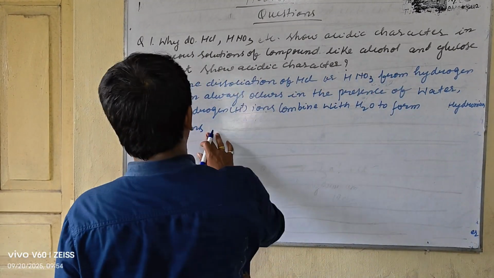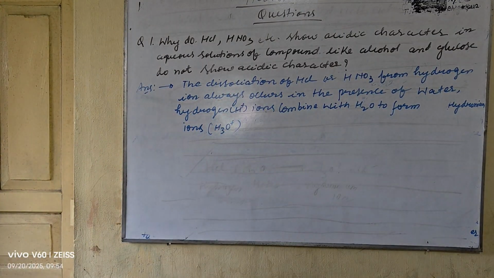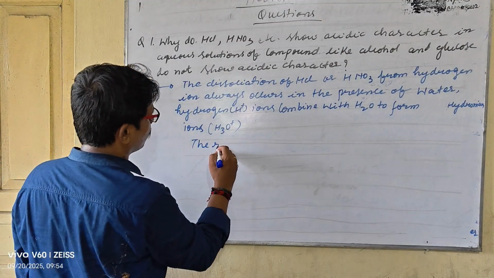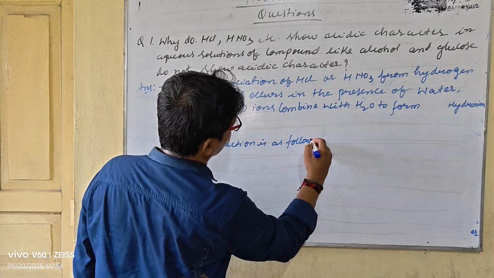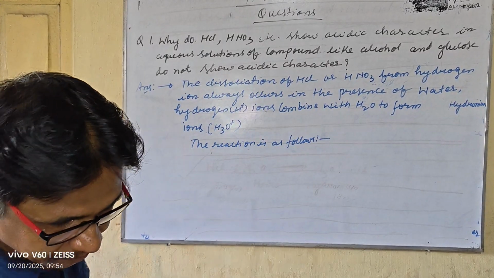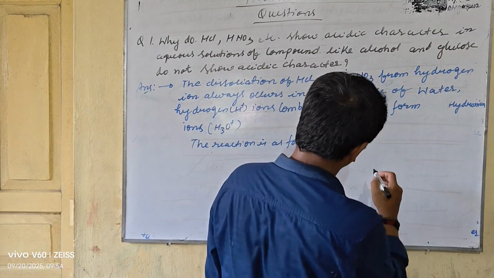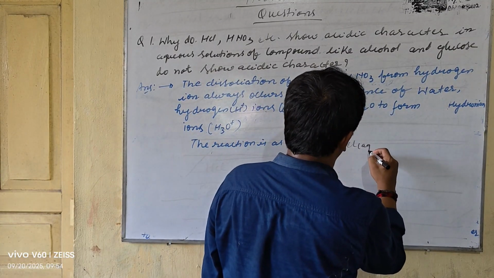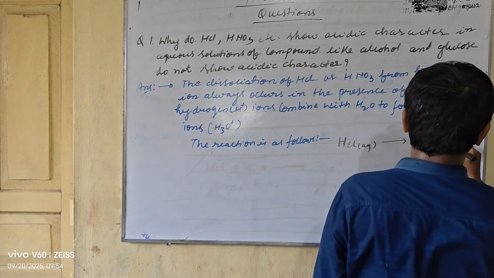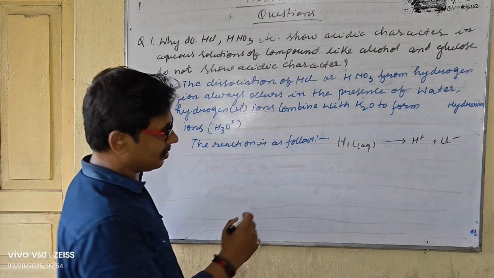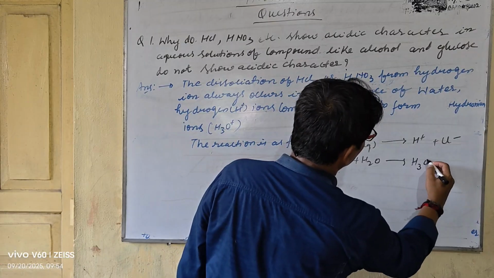That hydronium ion, H3O+, is the same thing as we wrote here as H+. So the reaction is as follows. HCl (aq) goes to H+ plus Cl-, and the second reaction is H+ plus H2O goes to H3O+.